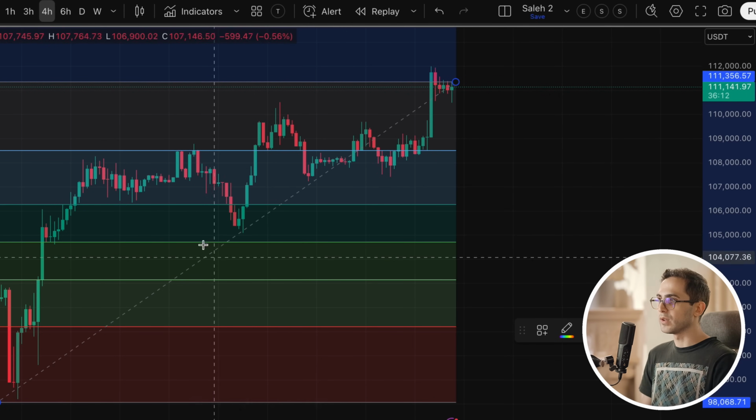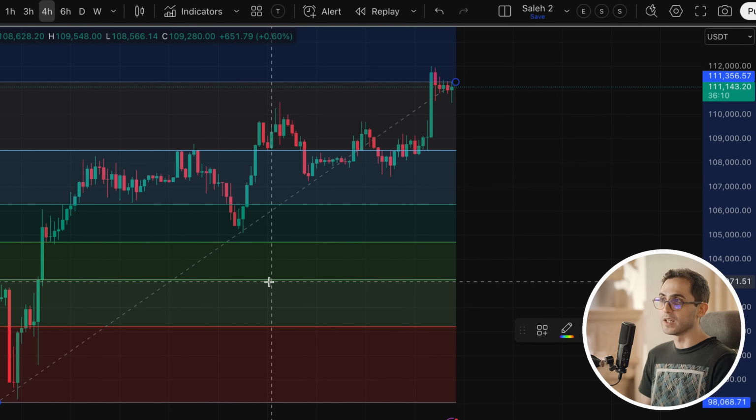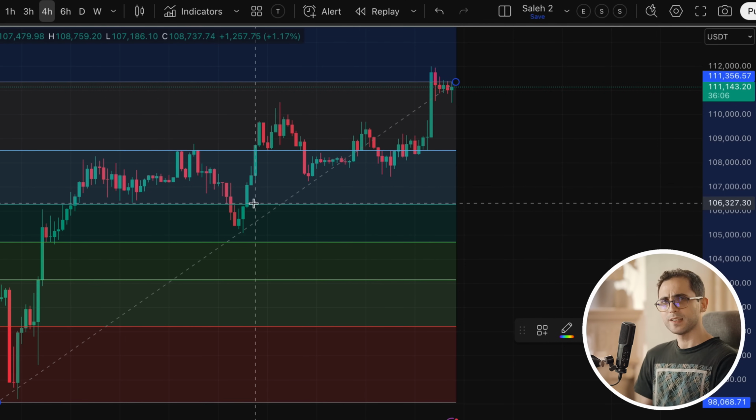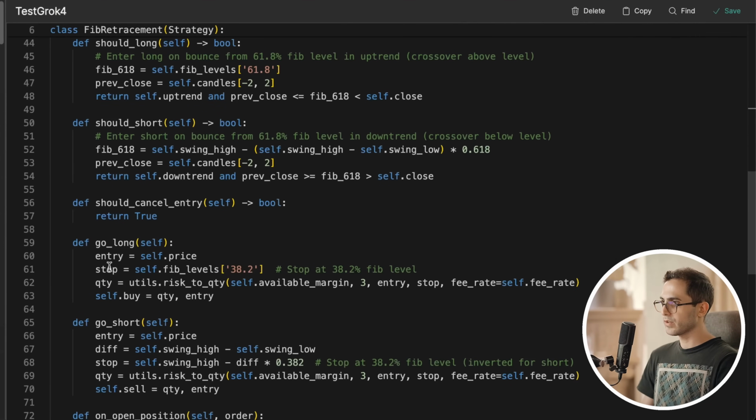So we're not trying to open a long position when the price is here, for example. Instead, we want to cross this line. So it is technically correct, I guess, but it's not how I'm used to Fibonacci. It's perfectly fine though. All right, so let's see how it's opening the position.